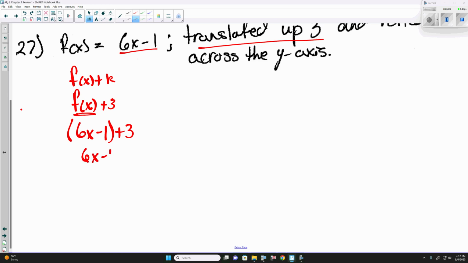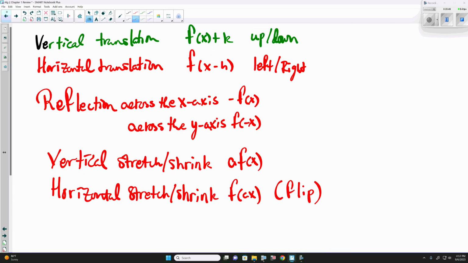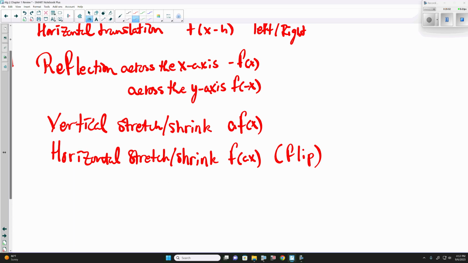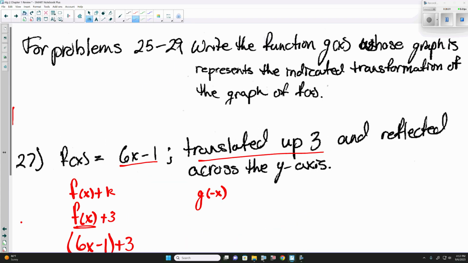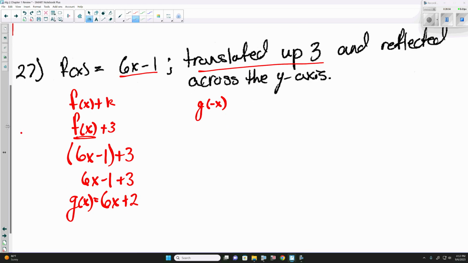Now, since there's nothing in front of the parentheses, we can go on and drop them and then simplify, telling us that we have 6x plus 2. And this is our new function here. Now, again, we still need to reflect it across the y-axis. So using the forms that we have, our reflection across the y-axis is going to be g of negative x, because again, I'm referring back to these forms. A reflection across the y-axis, f of negative x, we could say g of negative x, they are the same thing.